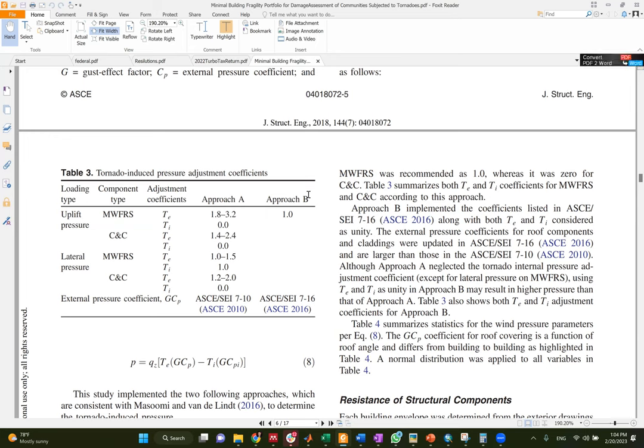So we are gonna use approach B, not approach A, because we are working with hurricanes. So we are not gonna use this. But if you are working with tornadoes, you will have to use approach A.